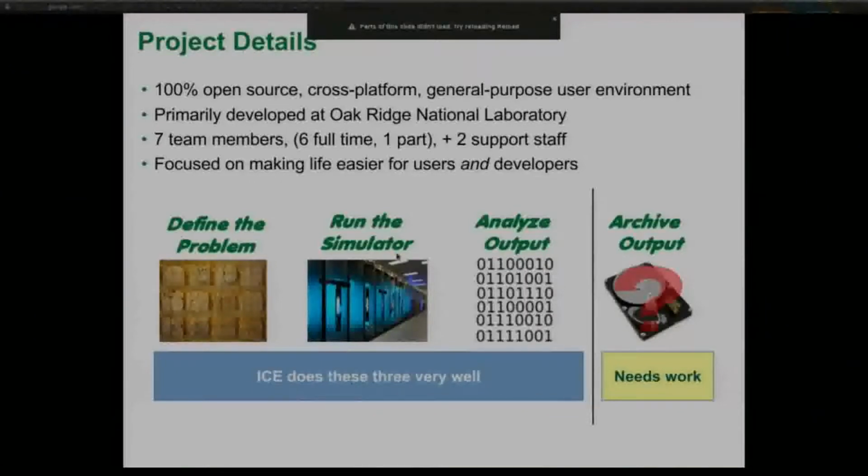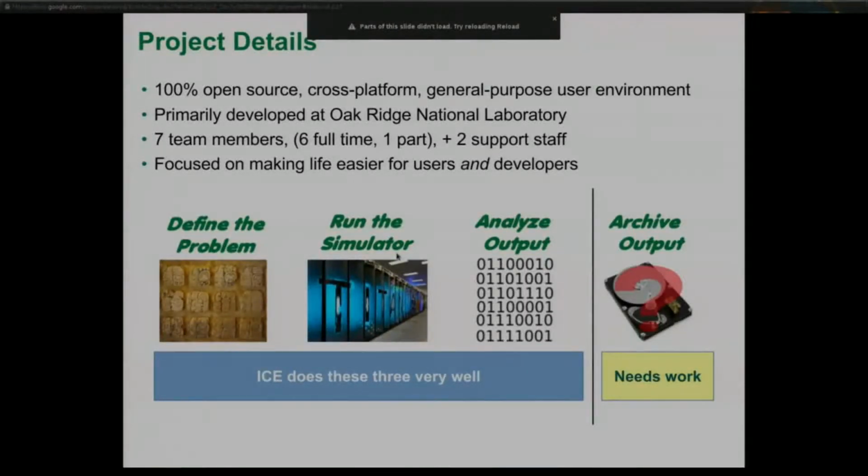Okay, so project details. Some of this may be a little out of date, but it's more or less still the case. We are a 100% open source, cross-platform, general-purpose user environment. And you just go to the internet, you get us, we're there, and we can be applied to all sorts of problems. We are primarily developed at Oak Ridge National Laboratory. There's a lot of the dev team over here. We have a few former members of the dev team in the room.